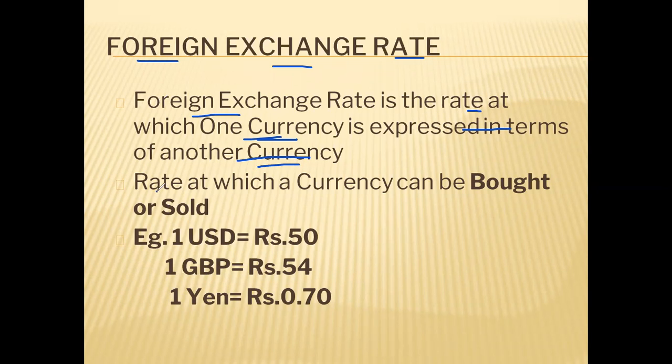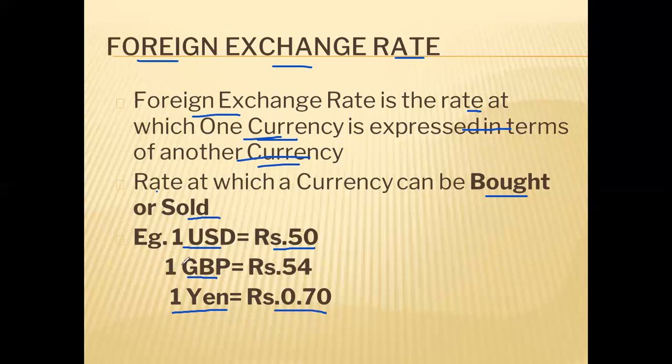So what is the purpose of foreign exchange rate? It is the rate at which currency can be bought or sold. Suppose if you want to buy US dollar, you will have to see what is the exchange rate for that US dollar. Suppose for example, 1 USD is given as 50 rupees, means you can buy USD at rupees 50 or you can sell at 50 also. So this is the exchange rate for USD. In this example, it is the exchange rate for the pounds. Here it is given the exchange rate for yen.